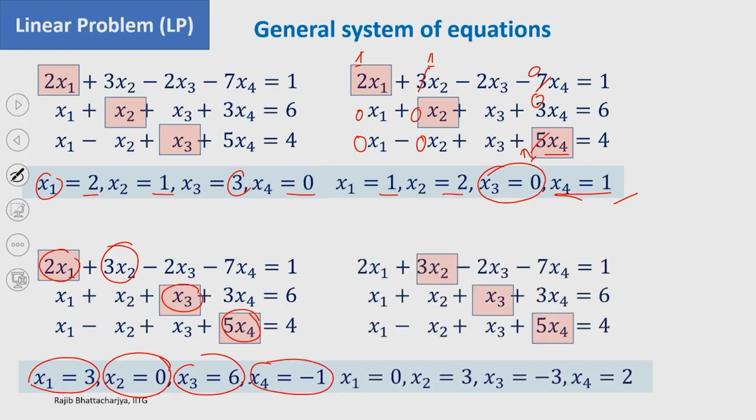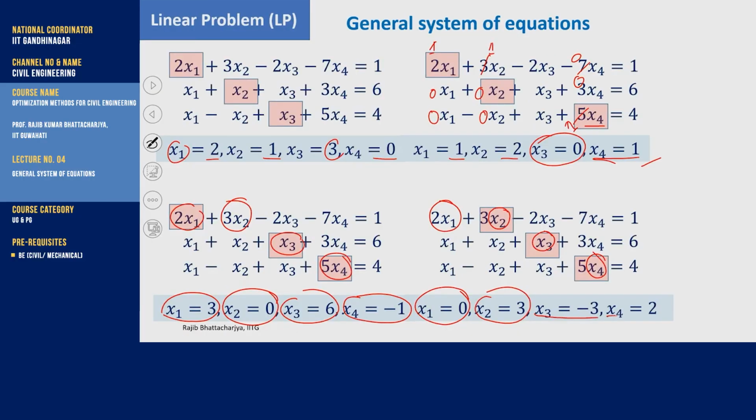Now, in the fourth combination, if I consider that x2, x3 and x4 are basic variables and x1 as a non-basic variable, then the solution is that x1 will be 0 as it is non-basic, and x2 equal to 3, x3 equal to minus 3, and x4 equal to 2. So, I can evaluate all the combinations and finally, I can tell that this is the solution. Okay. So, this is the solution.